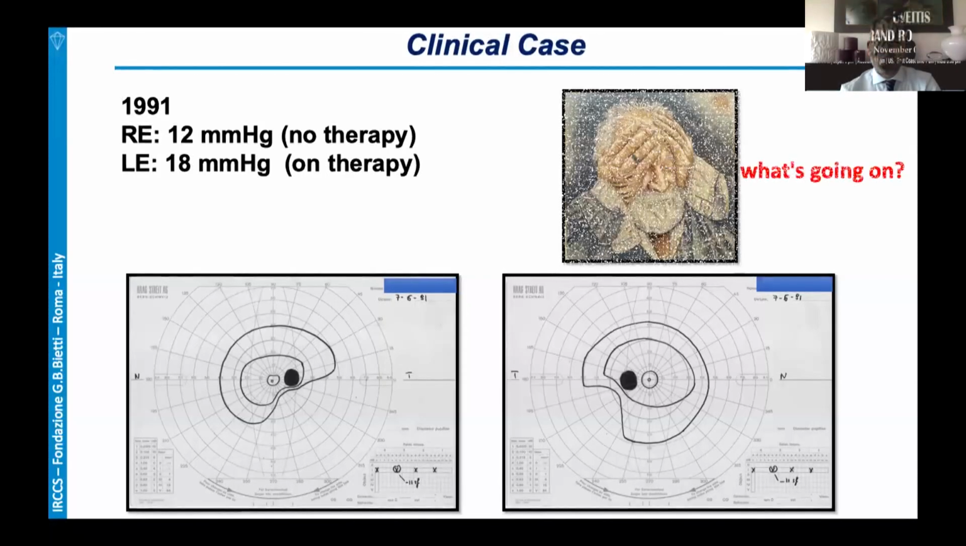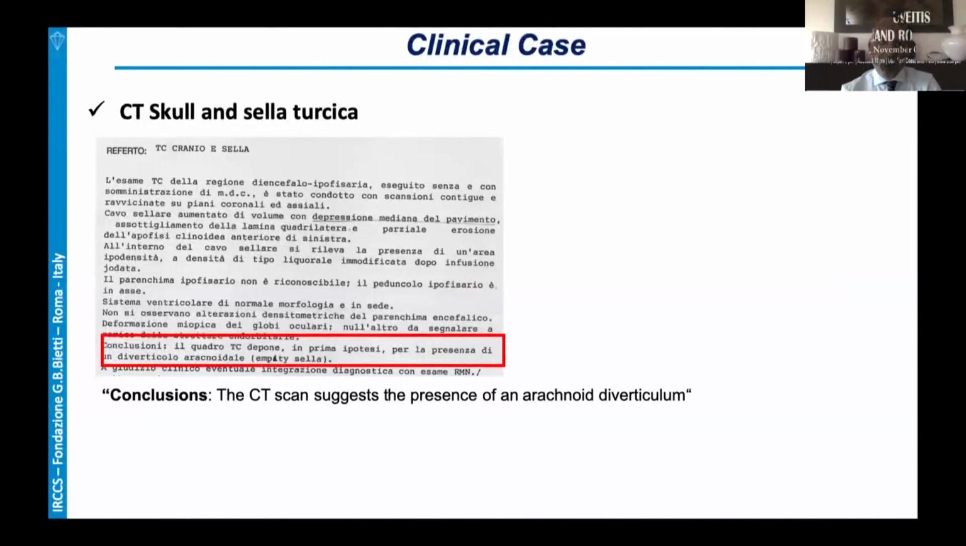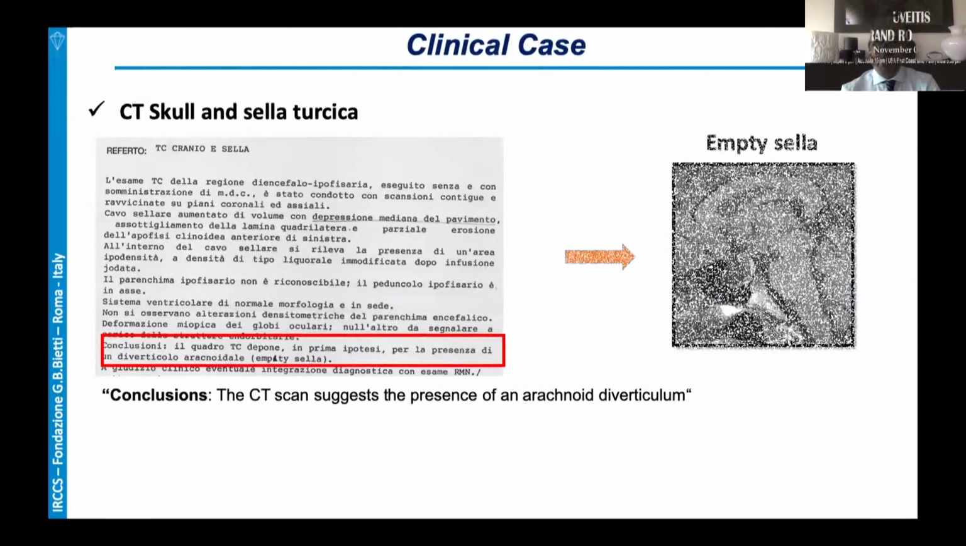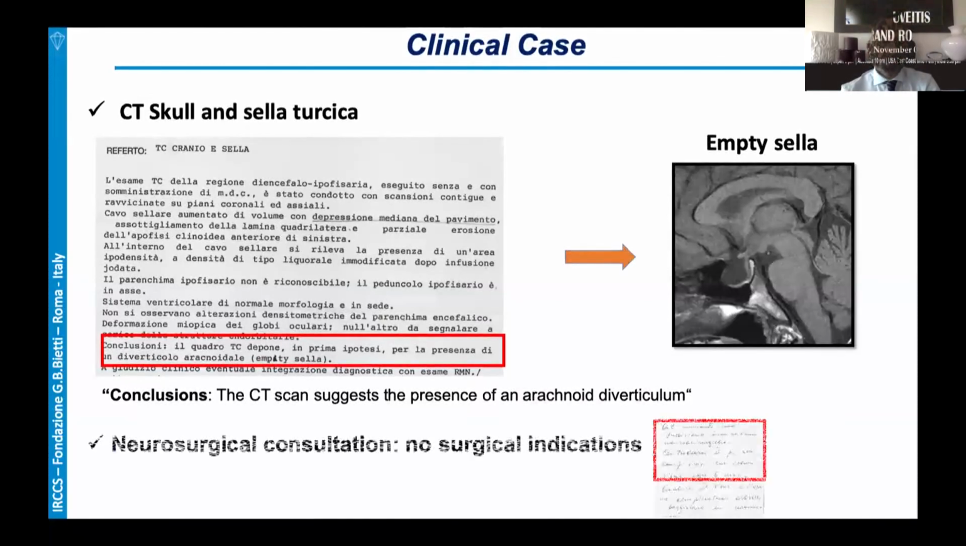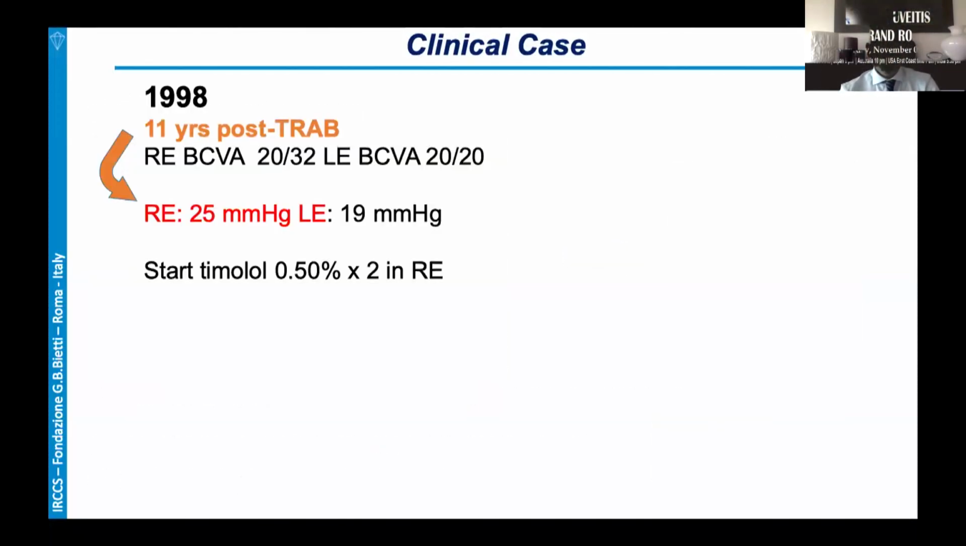So what was going on? A CT of the skull and sella turcica highlighted an arachnoid diverticulum. So the diagnosis of empty sella was made, but without neurosurgical and endocrinological implication. The patient remained stable for more than 10 years.